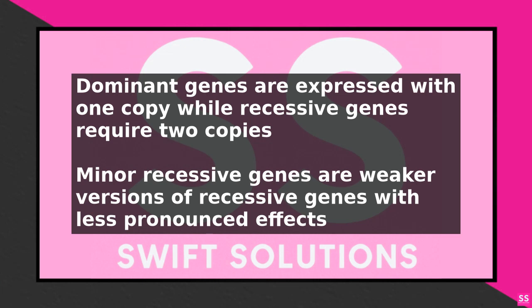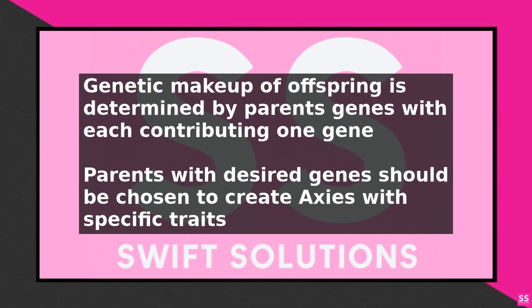When breeding Axies, it's essential to understand how genetics work. The genetic makeup of the offspring is determined by the parent's genes, with each parent contributing 1 gene to the offspring. This means that if you want to create an Axie with a specific trait, you need to choose parents with the desired genes. For example, if you want to create an Axie with a particular horn, you should choose parents with the dominant horn gene.